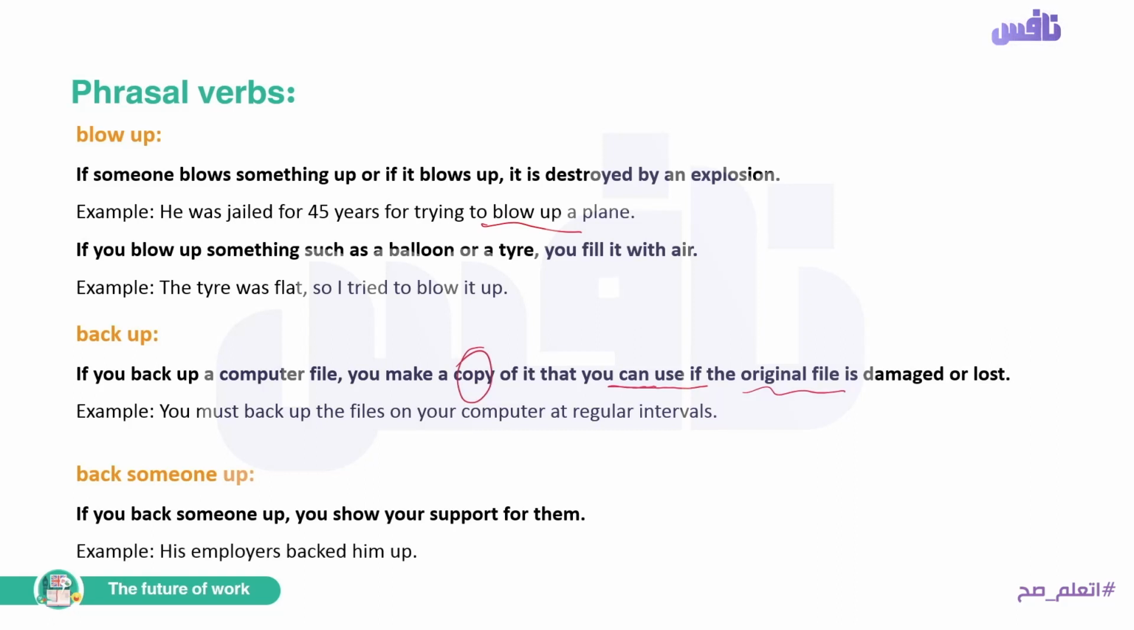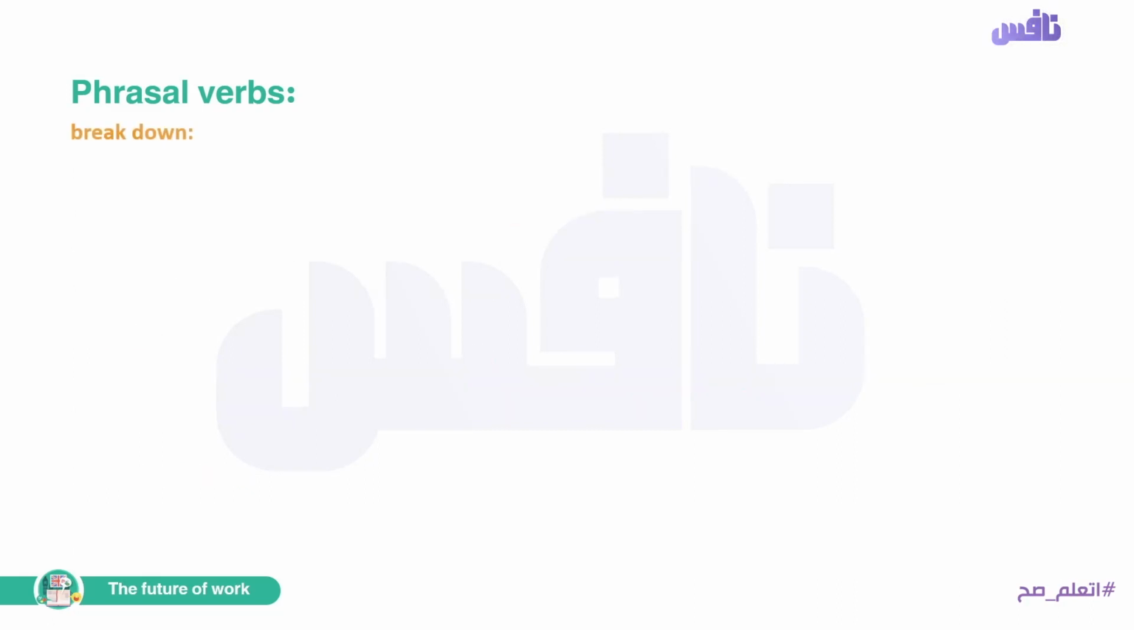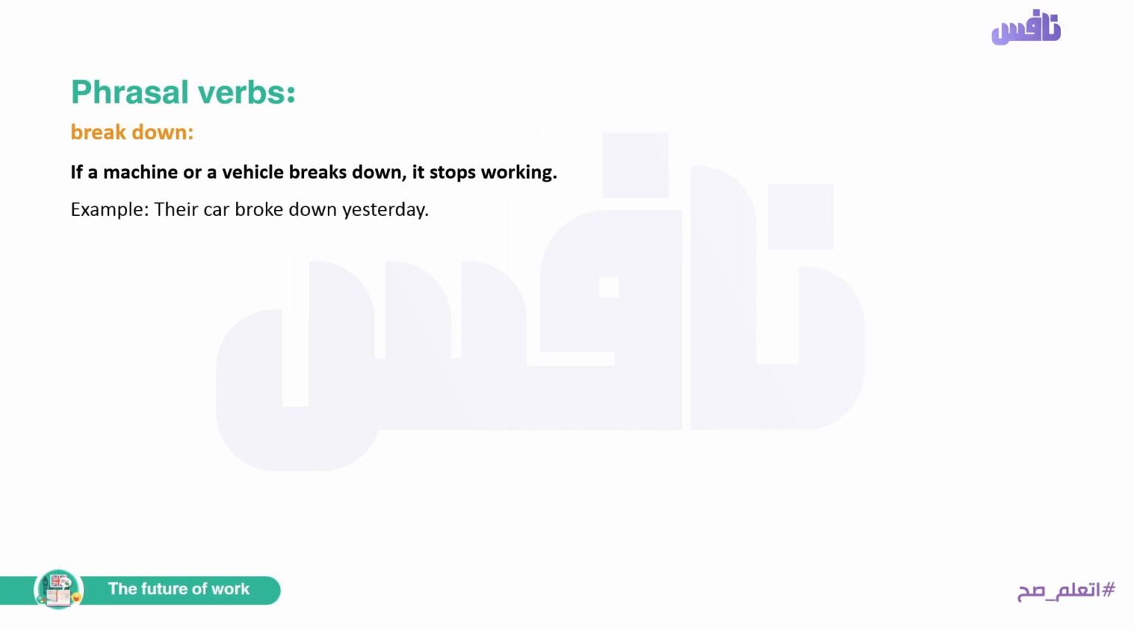طيب شوف الاكزامبل كده بيقول لنا his employers، صاحب العمل بتاعه backed him up، يعني دعمه، سنده، وقف جنبه، backed him up. معانا break down: if a machine or a vehicle breaks down it stops working. لو machine breaks down معناها ان هي تعطلت، يعني توقفت عن العمل. في الاكزامبل بيقول لنا their car broke down yesterday، عربيتهم اتعطلت بالامس.